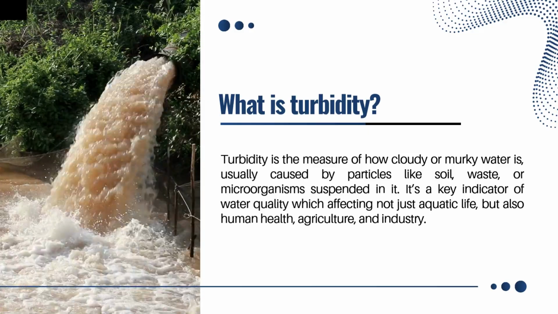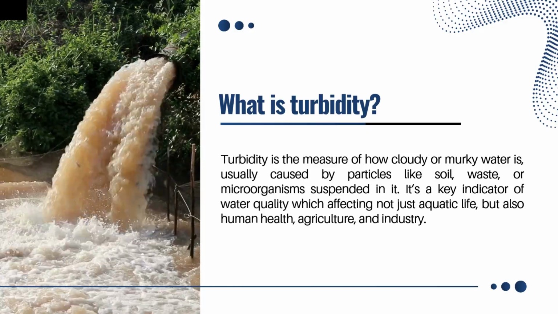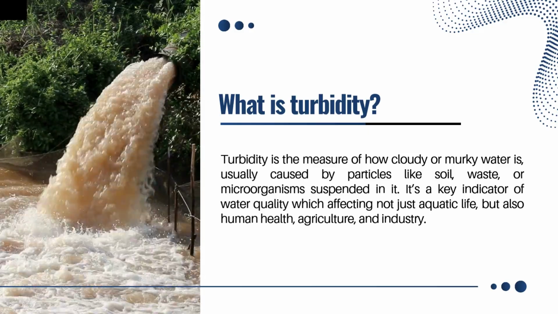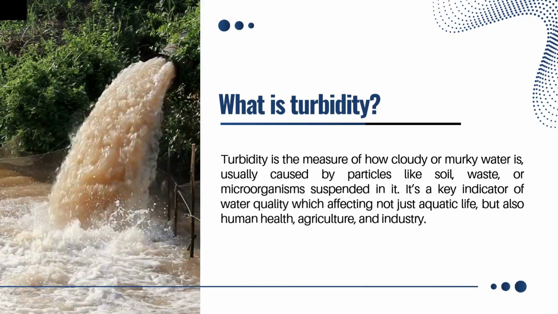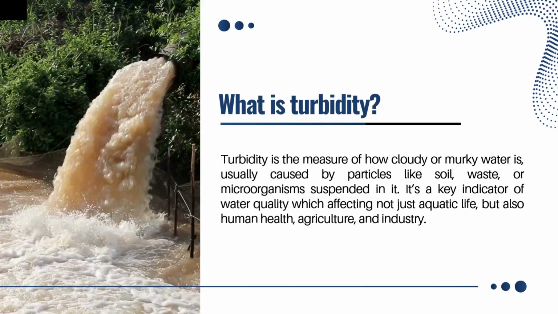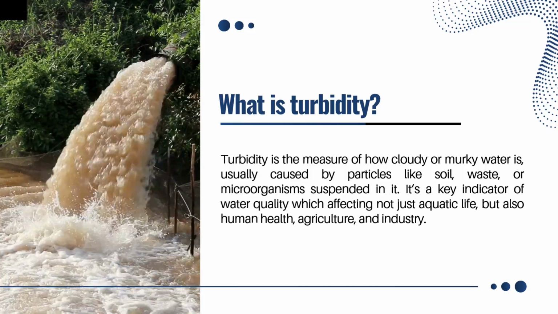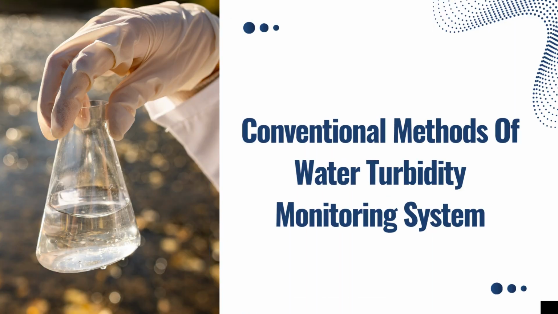But first, let's discuss what turbidity is. Turbidity is a measure of how cloudy or murky the water is, usually caused by particles like soil, waste, or microorganisms suspended in it. It's a key indicator of water quality, which affects not just aquatic life, but also human health, agriculture, and industry.